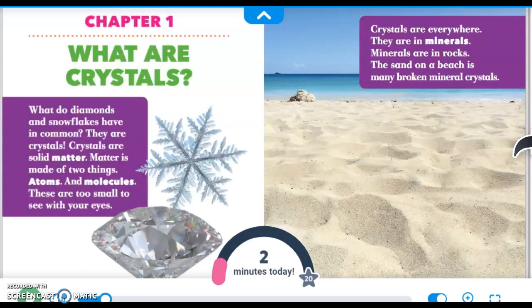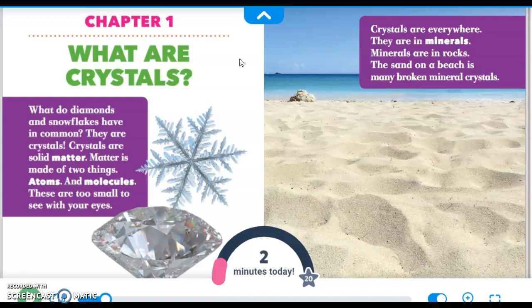Chapter 1, what are crystals? What do diamonds and snowflakes have in common? They are crystals. Crystals are solid matter. So we have a bolded word here. Lets us know it's going to be a keyword or vocabulary word, and that we can most likely find it in our glossary.